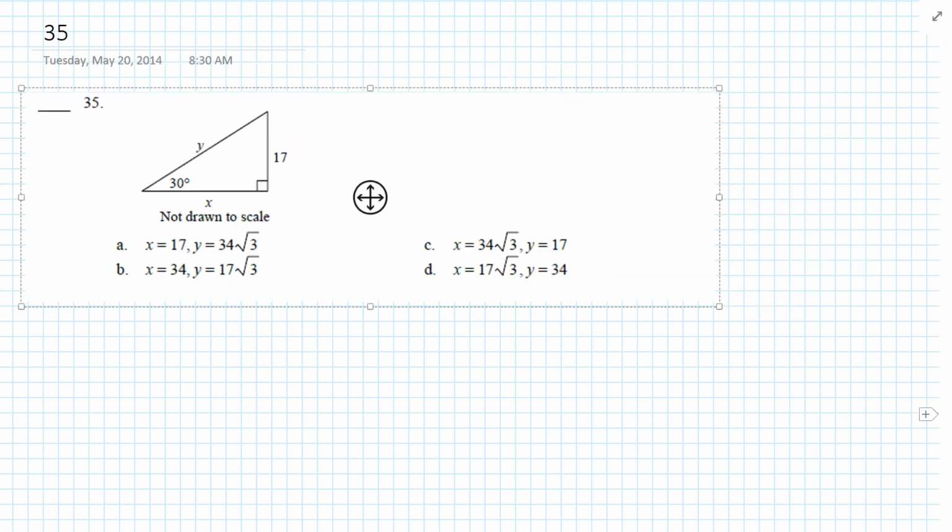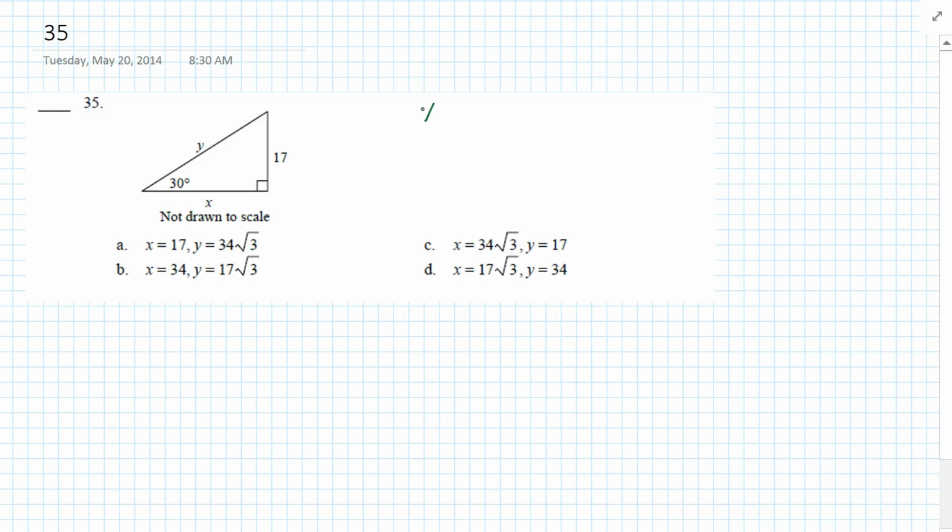35. Find X and Y. Well, if my short side's 17, X is my long side, so it would be 17 square root of 3. Y is my hypotenuse, so I just double it, so it would be 34. So X is 17 root 3, and Y is 34, so my answer is D.